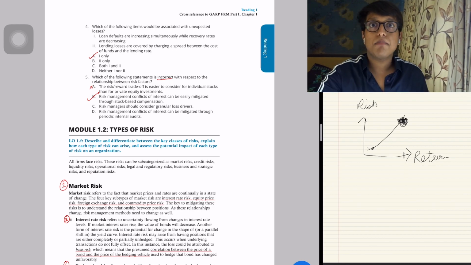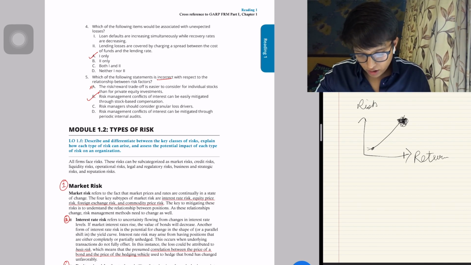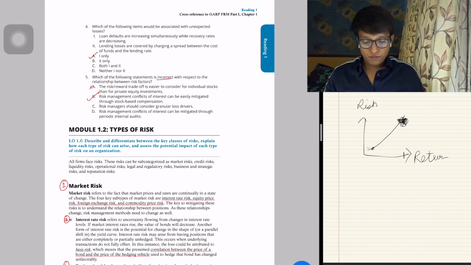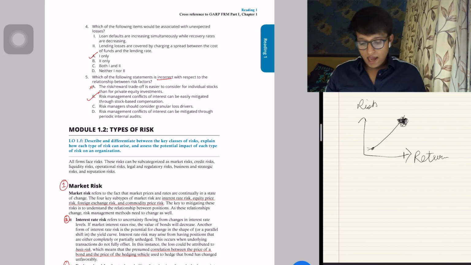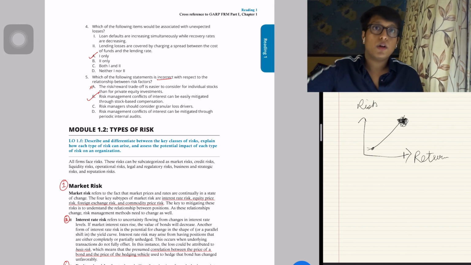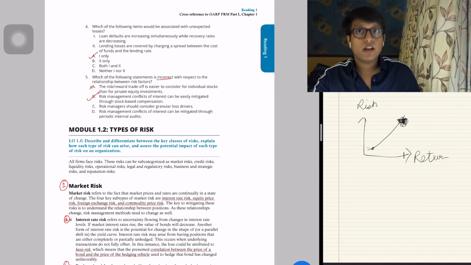So the first one is market risk, where it talks about the different market variables such as interest rate, equity price, forex, and commodity price risk. And let's see the first one, which is the interest rate risk. It talks about the uncertainty in the changes in interest rate on price level.